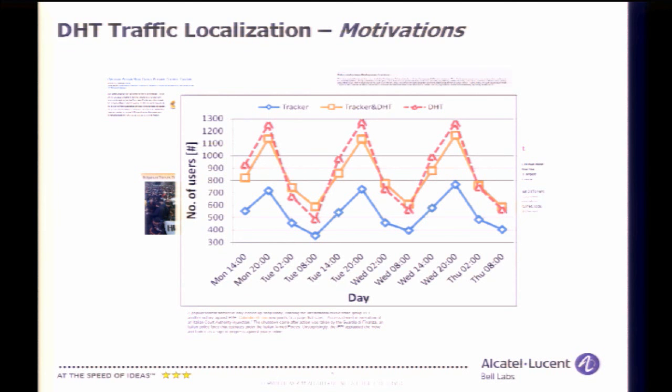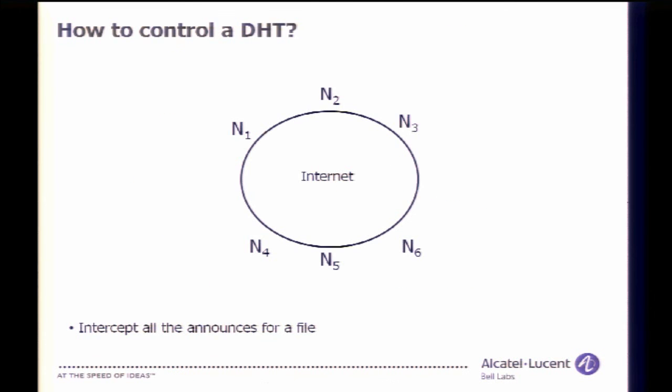So hopefully I convinced you that we need something else, that tracker-based localization is not enough, and that we need to build a distributed mechanism to localize BitTorrent traffic. And this is what I'm going to talk to you about right now, and is what we call DHT-based localization.